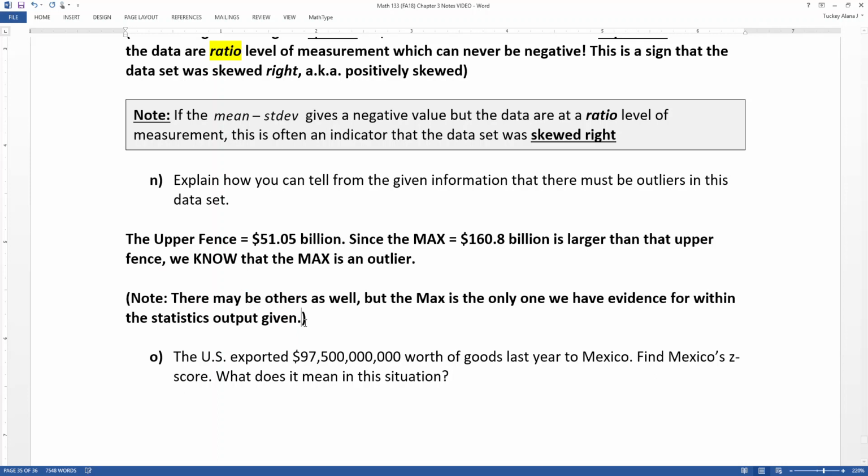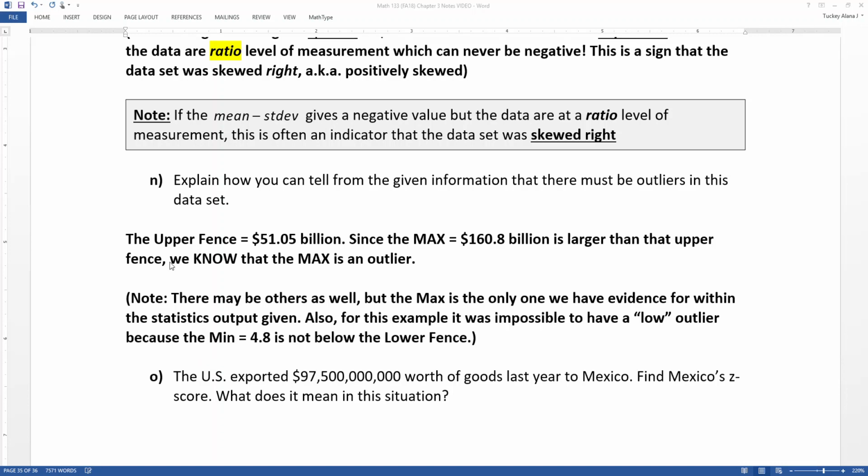And there was no outlier possible on the low side because we could never have exports being in the negatives. So I'll just make a note of that. It was impossible to have a lower outlier because the min, which was $4.8 billion, is not below the lower fence. As a matter of fact, it was impossible to be below the lower fence because the lower fence was negative, which is never going to work. I mean, it's fine, it's the lower fence, but we're never going to have a value that's below 0, let alone being negative.